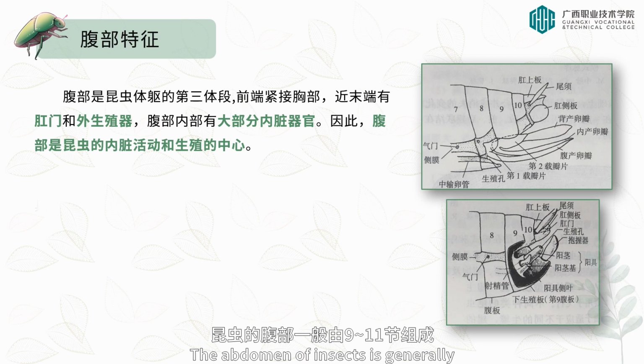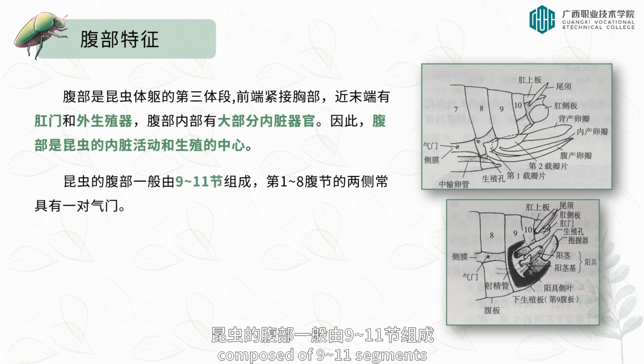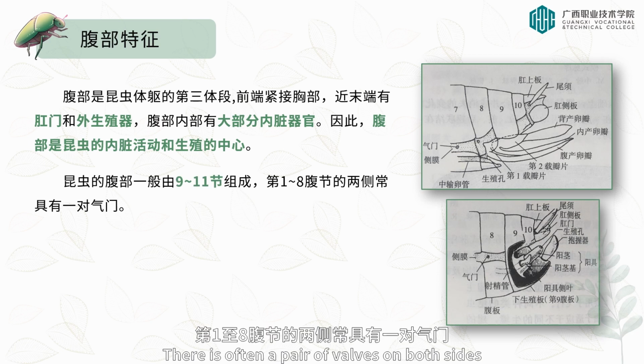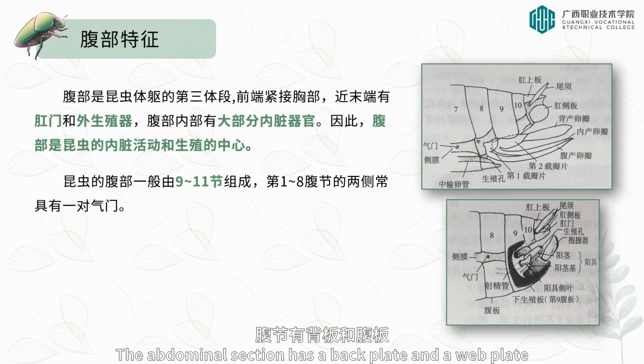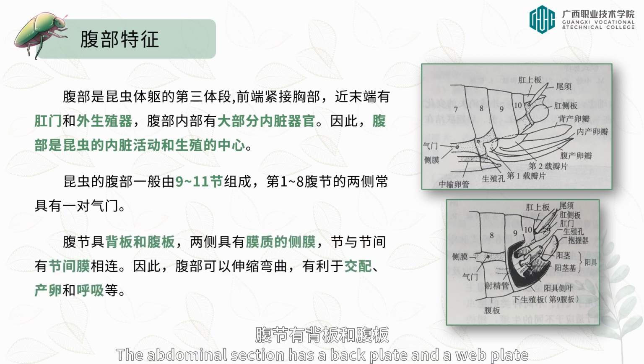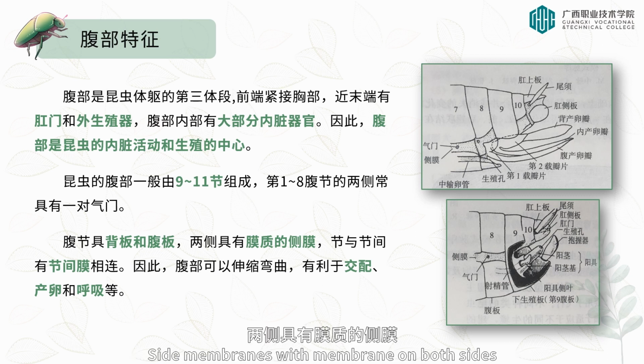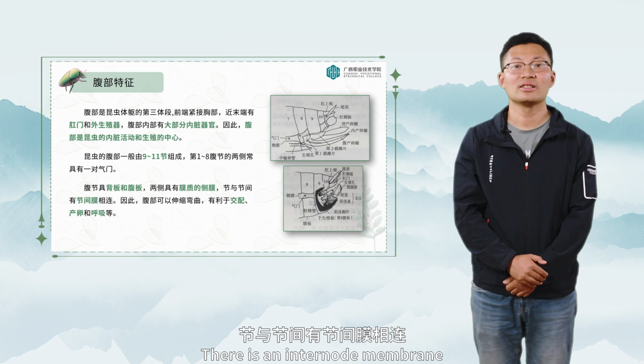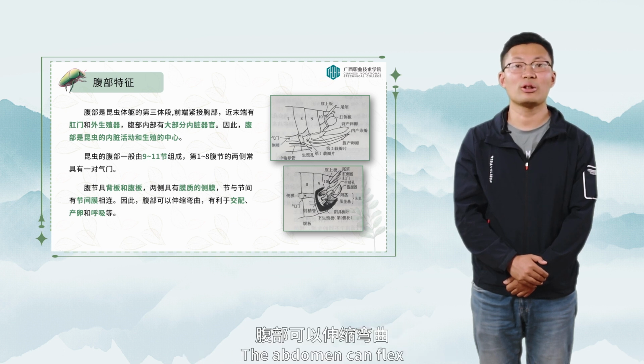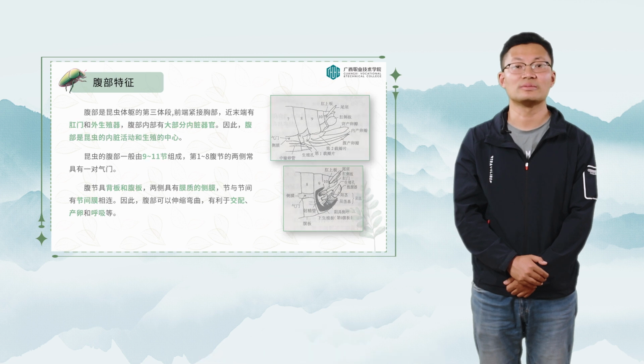The abdomen of insects is generally composed of 9 to 11 segments. There is often a pair of spiracles on both sides of the first to 8th abdominal segments. The abdominal segment has a back plate and a belly plate, with side membranes on both sides. There is an intersegmental membrane connecting one segment to the next. So, the abdomen can flex, which is beneficial to mating, egg-laying, respiration, and the like.